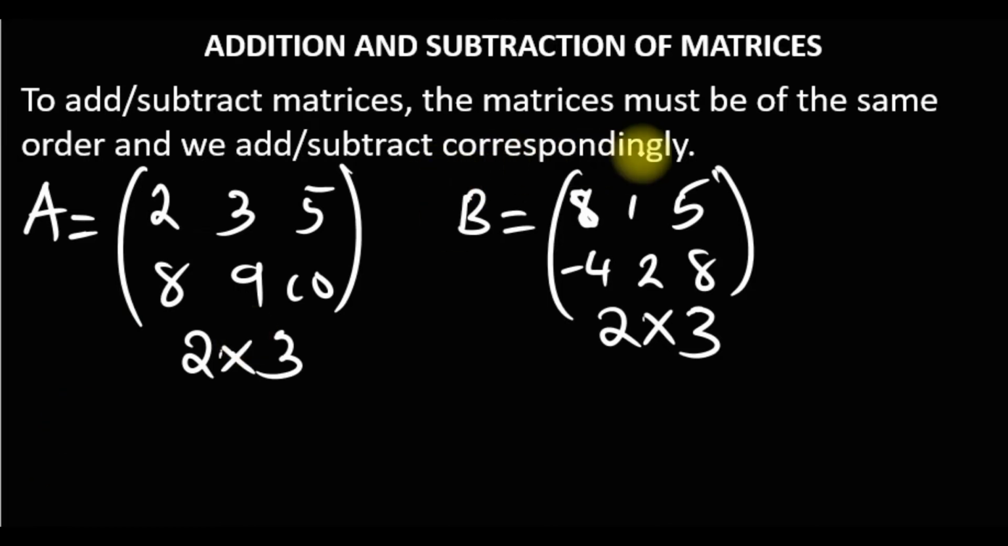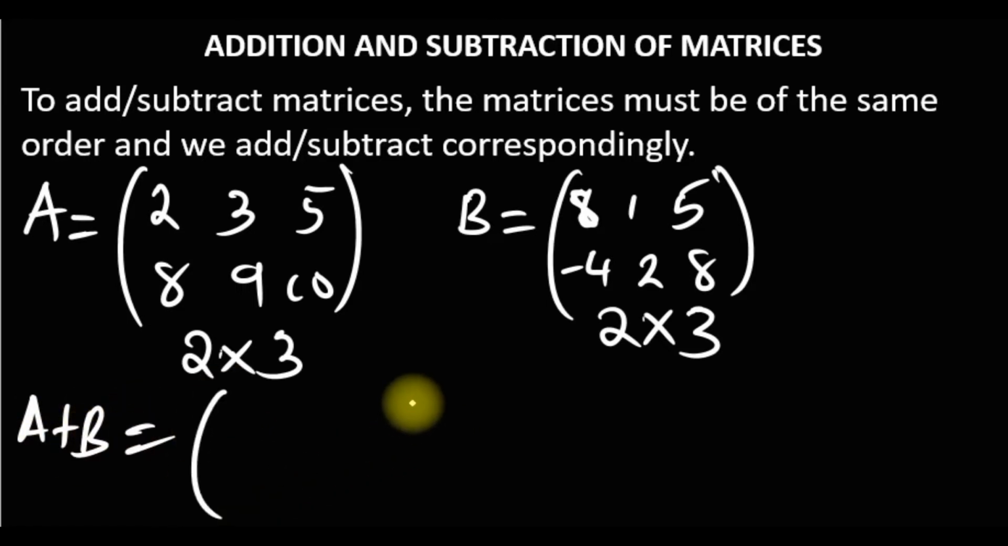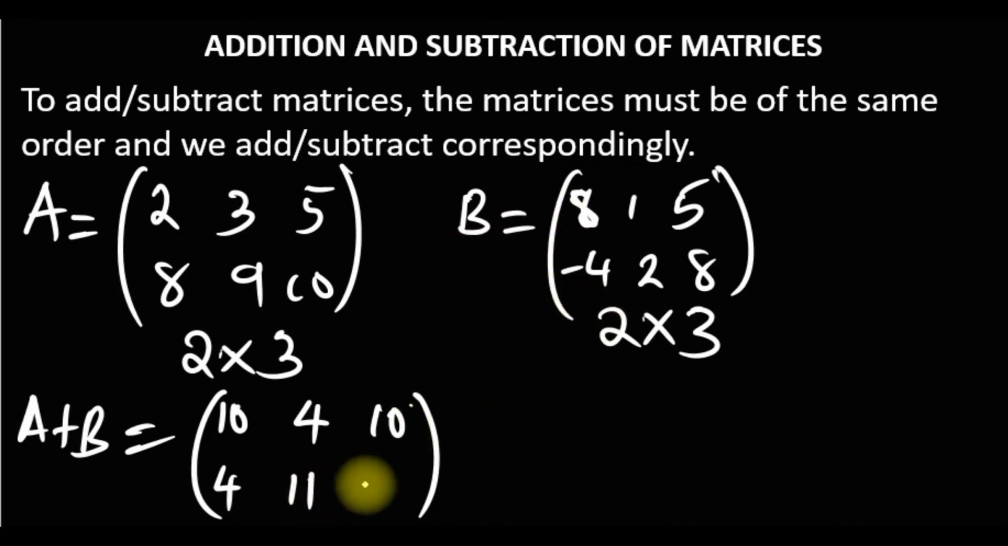And while adding, we'll add or subtract correspondingly. So if you are to find A plus B, the result must be 2 by 3 again. So 2, the first element here, adds to that. So 2 plus 8 is 10. 3 plus 1 is 4. 5 plus 5 is 10. 8 plus minus 4 is 4. 9 plus 2 is 11. While 10 plus 8 is 18.